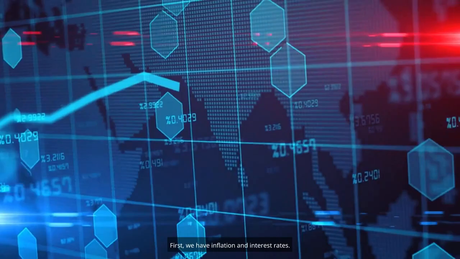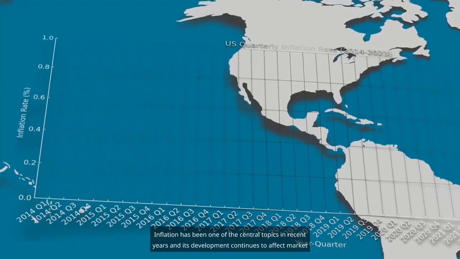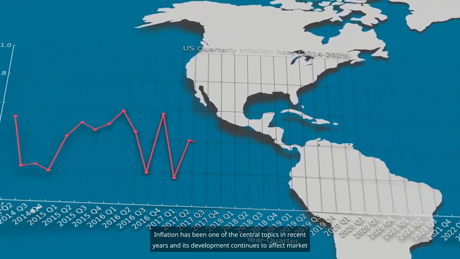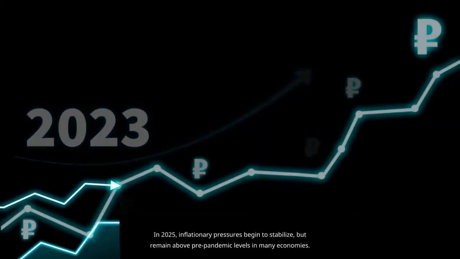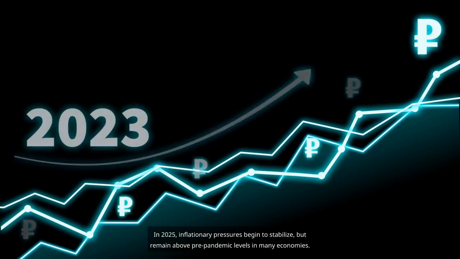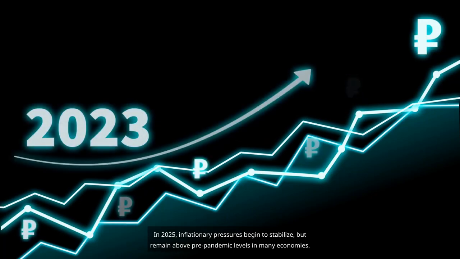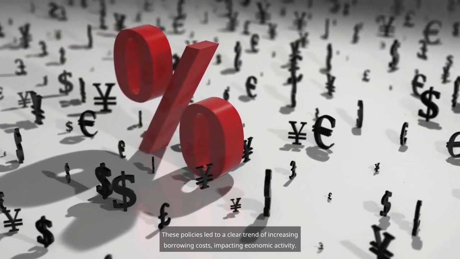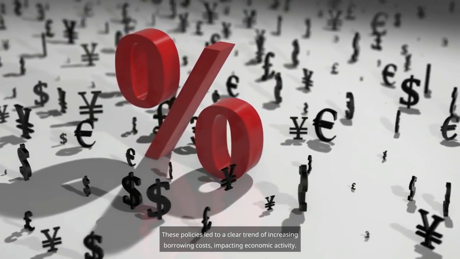First, we have inflation and interest rates. Inflation has been one of the central topics in recent years, and its development continues to affect market behavior. In 2025, inflationary pressures begin to stabilize, but remain above pre-pandemic levels in many economies. Central banks, particularly the Federal Reserve of the United States, had implemented aggressive interest rate hikes in an attempt to curb inflation. These policies led to a clear trend of increasing borrowing costs, impacting economic activity.